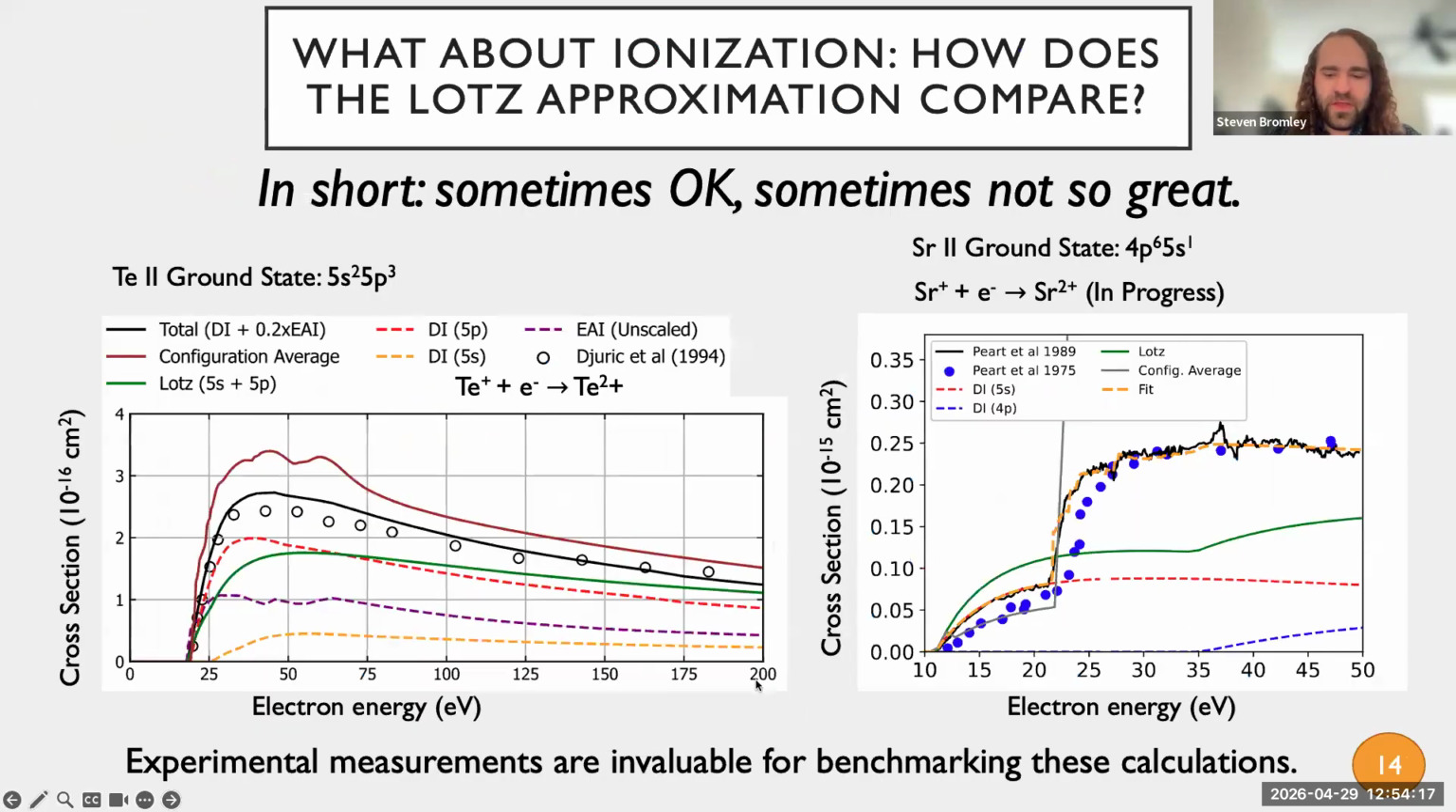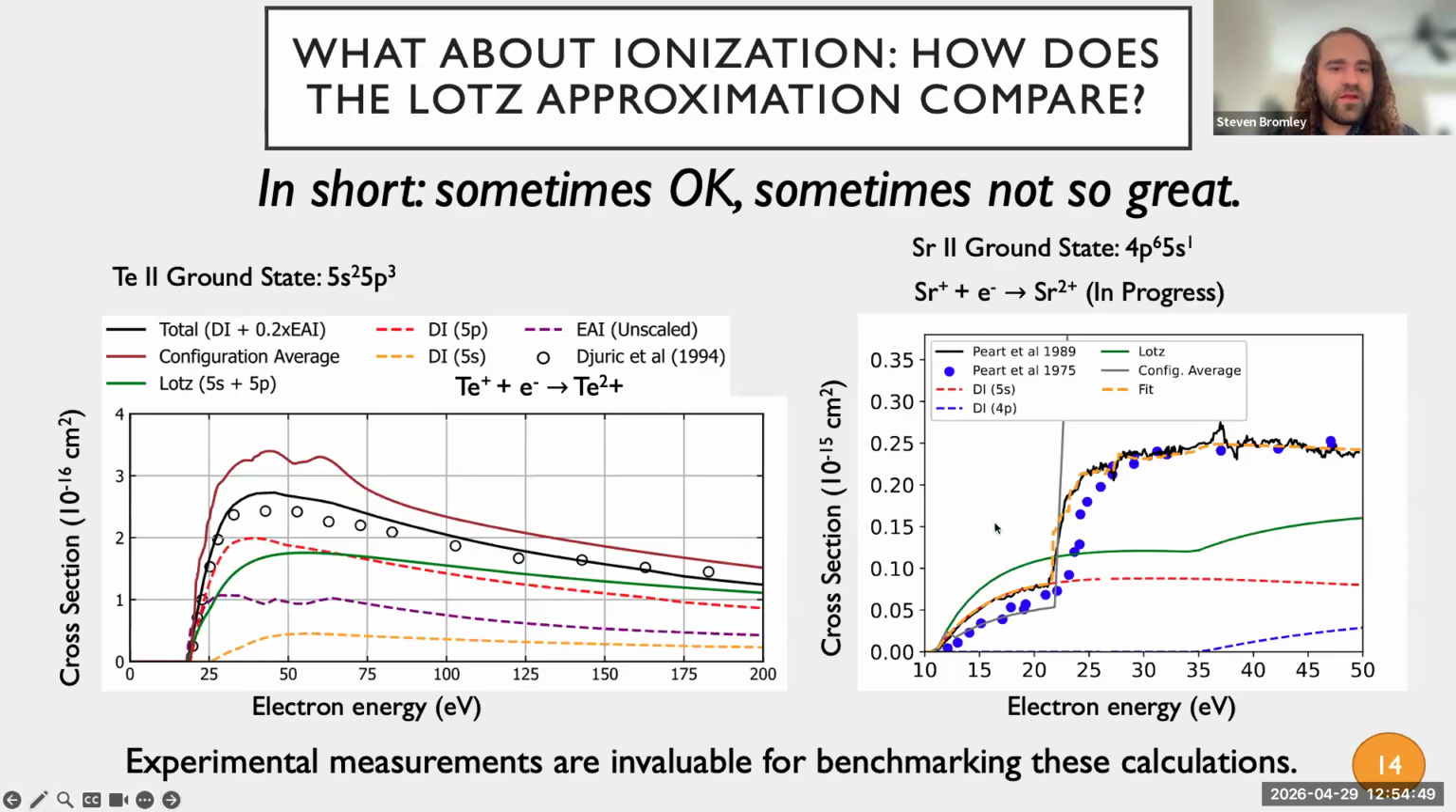Moving on to the last topic here, ionization. I'm showing here two examples. This is data we've computed for ionization of singly ionized tellurium, and on the right is ionization of singly ionized strontium. On the left here, all of the solid lines are our calculations, and then the empirical Lotz formula is here in green. And so in the case of tellurium, we actually match the cross section reasonably well around the threshold, and then if we go all the way out to high energies, where it might matter for non-thermal electrons, it's actually pretty close to our explicit calculations.